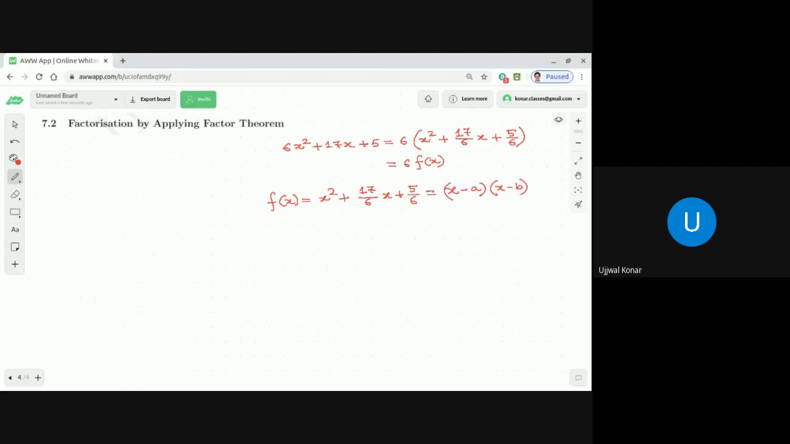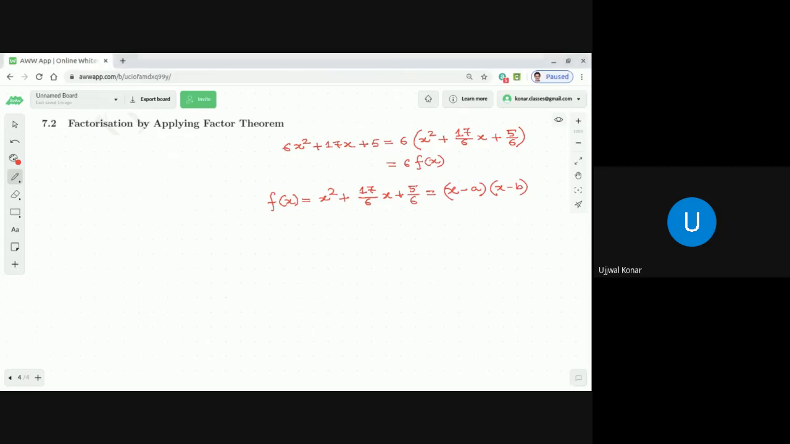So f(x) we have expressed in terms of (x minus a) into (x minus b). And we are able to express it this way because the factor theorem allows us to write like this. Since f(x) is x squared plus 17 by 6 into x plus 5 by 6 and the coefficient of x squared is 1, there should be two linear polynomials in which the coefficient of x is always 1. That's why we wrote (x minus a) into (x minus b). I repeat, the factor theorem allows us to write like this. Now our task is to find the values of a and b. How to find them? That should be our discussion for the next few minutes.